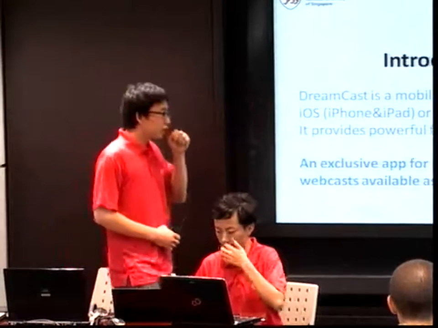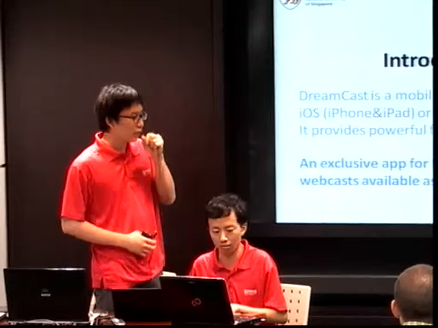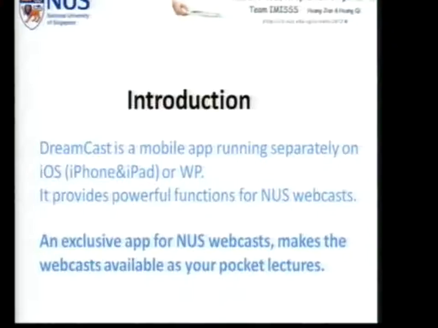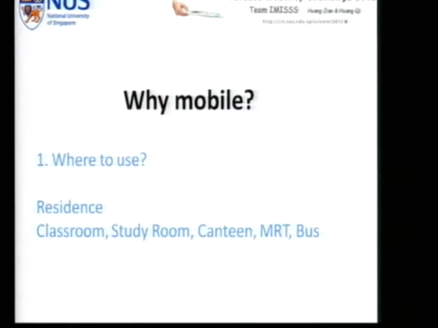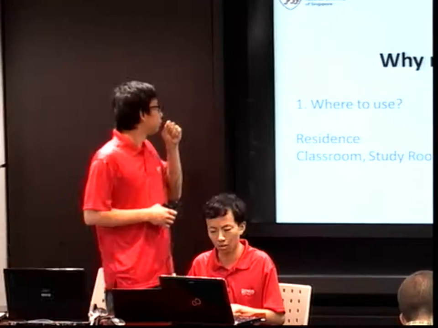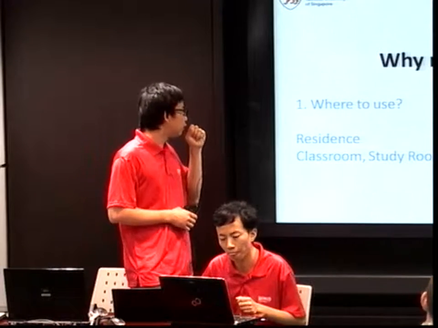So the Dreamcast is a mobile application running separately on iOS, including iPhone and iPad, or Windows Phone. It provides powerful functions for the NUS webcasts. So it's an exclusive application for NUS webcasts. It makes the webcast available as your pocket lectures. So why did we make it mobile?